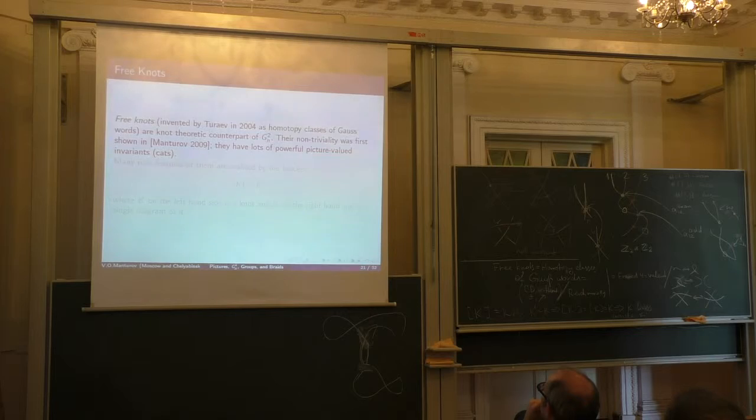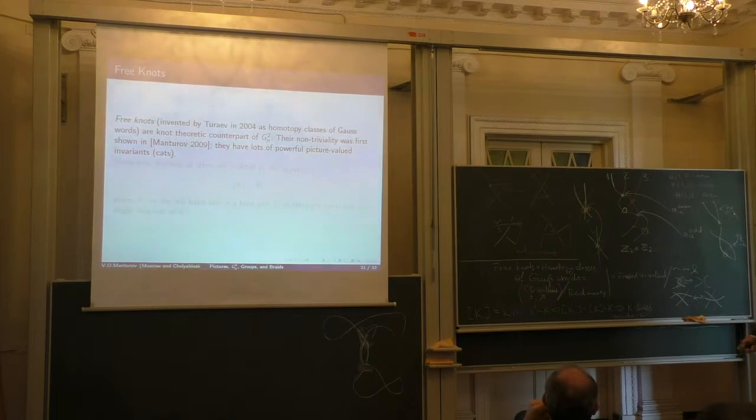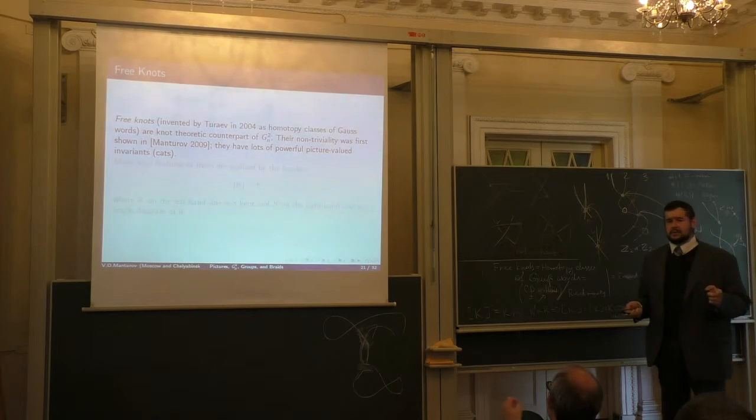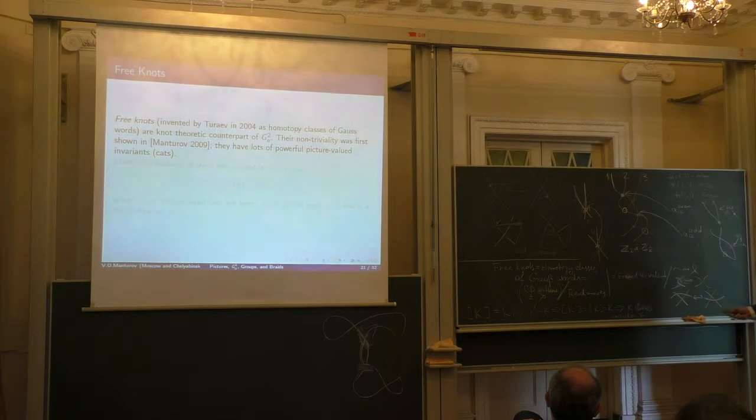Now I want to say that there is a non-braid counterpart of these braids. Actually, they are called free knots. They have different names. They first appeared in the paper by Turaev, something like 2004, as homotopy classes of Gauss words. We just take Gauss diagrams modulo moves, but for Gauss diagrams we forget everything. We forget over-under, and we forget right and left. We take abstract Gauss diagrams without arrows and signs, modulo formal Reidemeister moves. So we take 4-valent graphs with opposite edge structure at every vertex and do this.